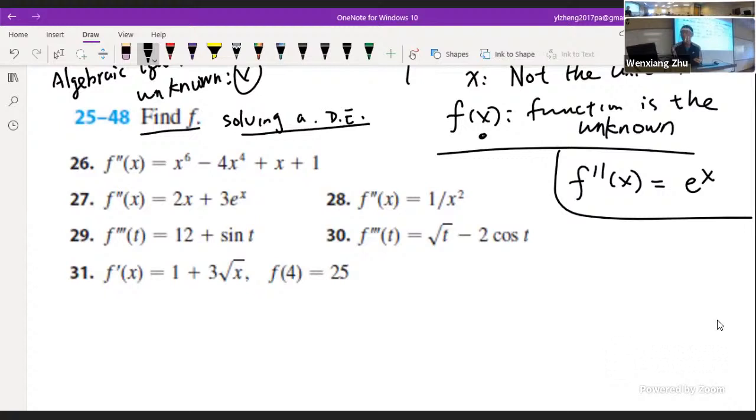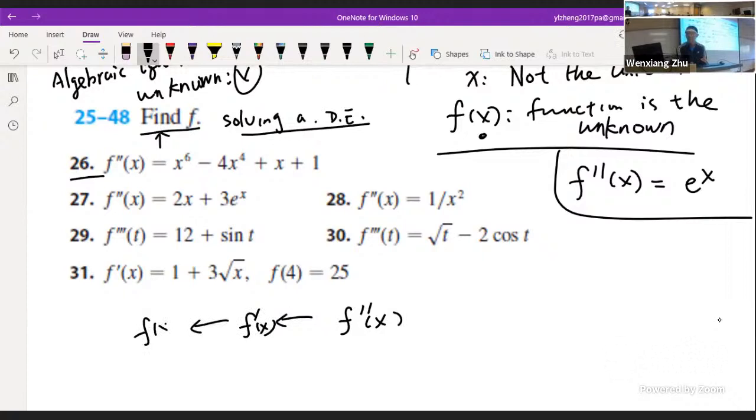Let's do number 26. Well, this is another one of finding f. If you think about the family tree, you try to find the ancestors. Say number 26, you know the second order derivative, you know the grandkid. What you need to figure out is you go back, you trace, and find out information about the grandparents, right? You just want to go back.